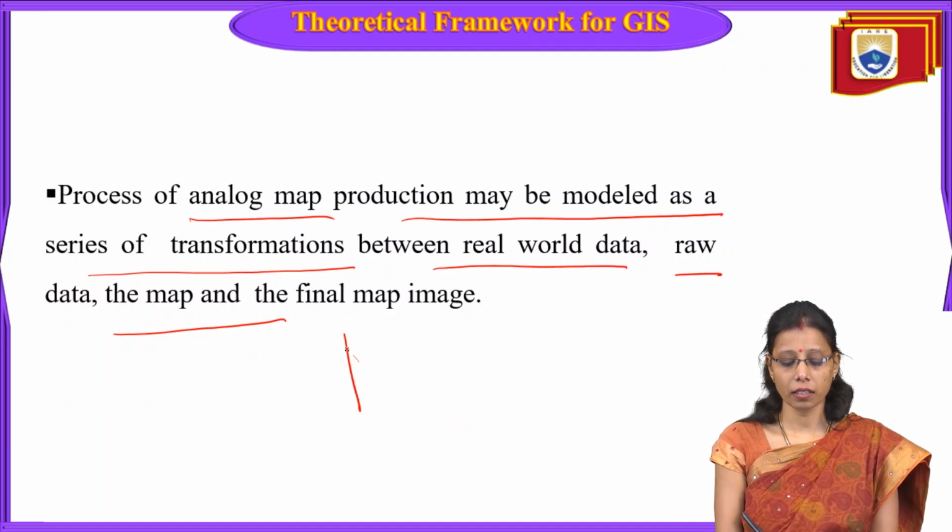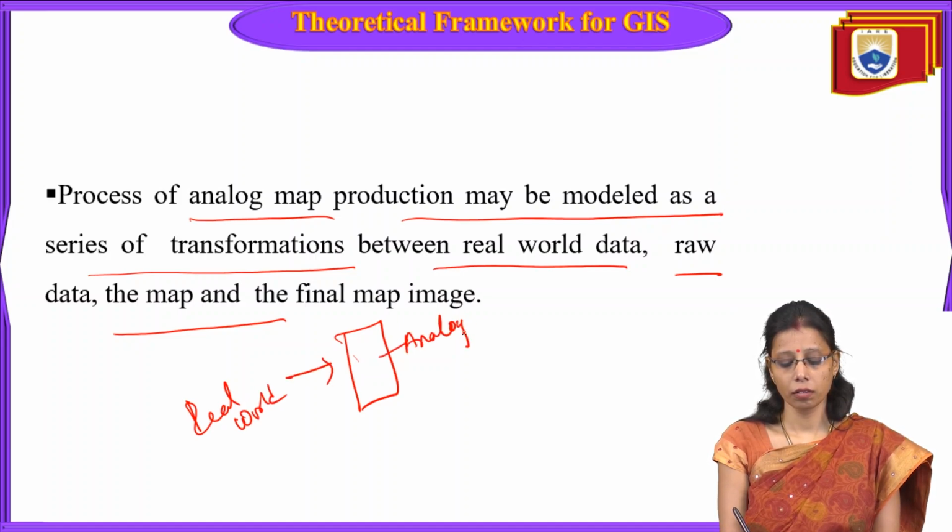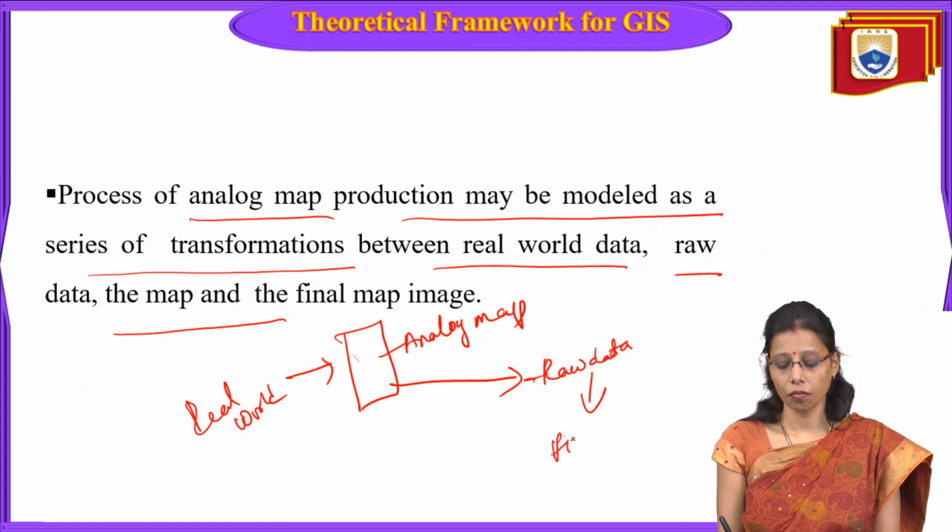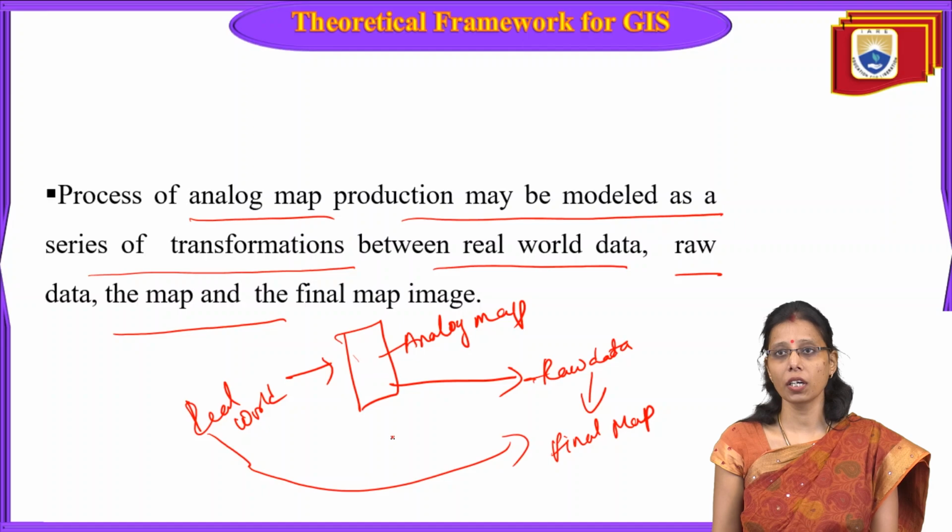Now the process is like, suppose from the real world you have an analog map. From the analog map, you transform the real world data to raw data. This raw data is converted to the final map. So this is the whole process of transformation from the real world to the final map. Directly we capture the image, or if you don't have that image, if you have an analog map, that analog map again is transformed to the raw data, and again the raw data is transferred to the final map.